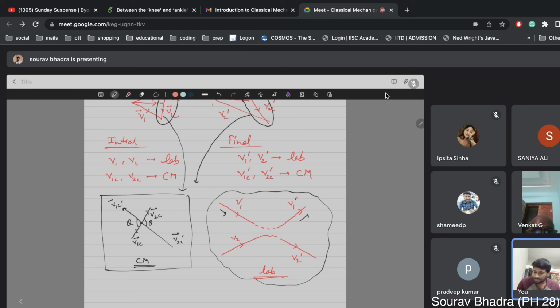And in the next day I will try to do a proper problem with these collisions, and you can see how easily you can deal with the collision problem if you consider the center of mass frame instead of the lab frame. Okay, so this was the thing. Now any question or doubt?